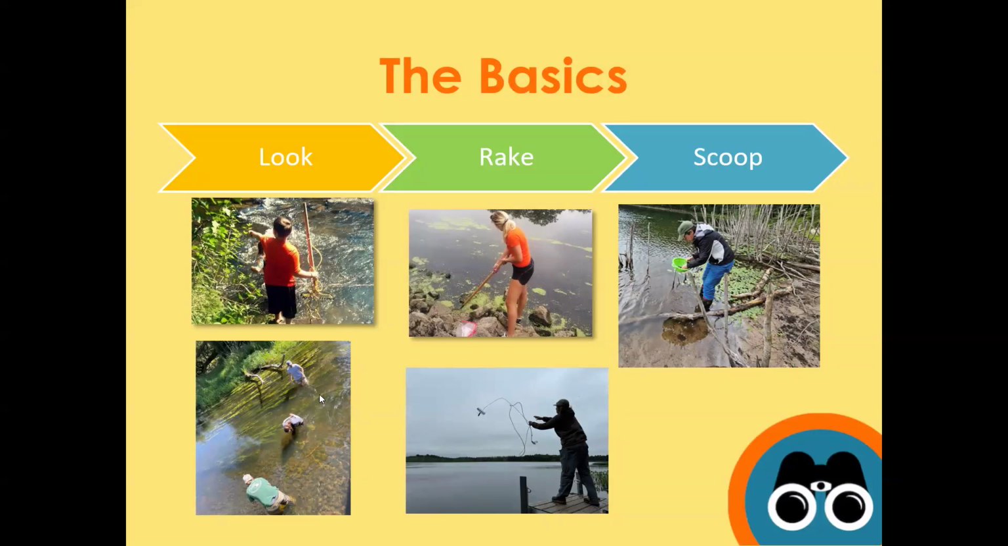If you have a site that is very sandy or very rocky, 30 seconds is usually plenty. If you have a site that is very heavy on the aquatic vegetation, you might need to go a little bit longer. So we're going to go into depth for each one of these steps.